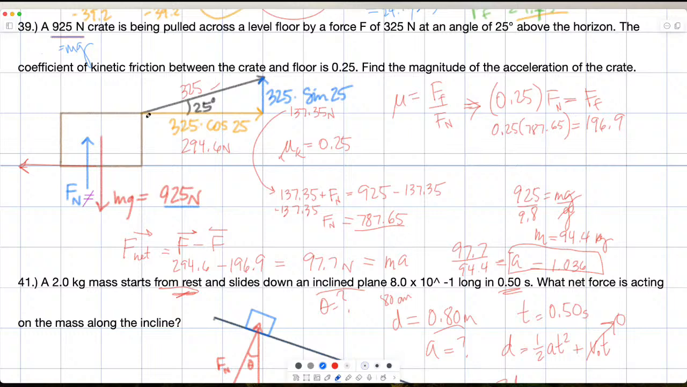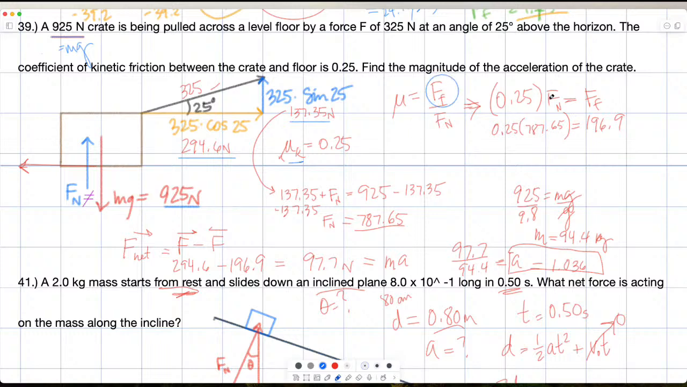Well, let's see here. This 325 is being pulled at a 25 degree angle, so we've got a horizontal component and a vertical component. We take 325 times sine 25 to get the vertical component, and 325 times cosine 25 to get the horizontal component. We know the coefficient of friction is 0.25, and the coefficient of friction is friction over normal. So the coefficient of friction times the normal would equal the friction force.